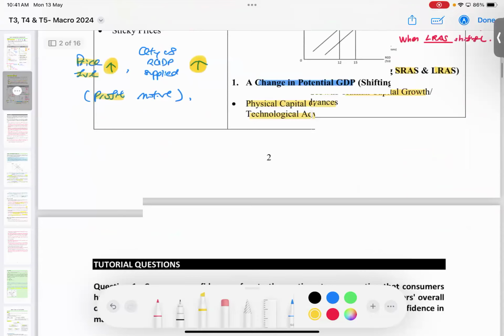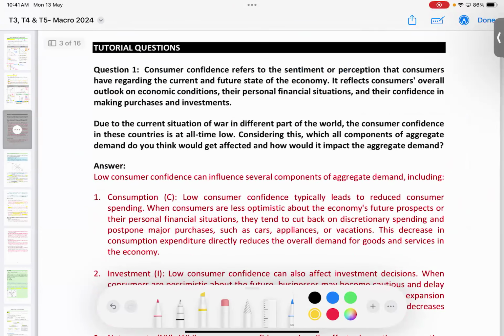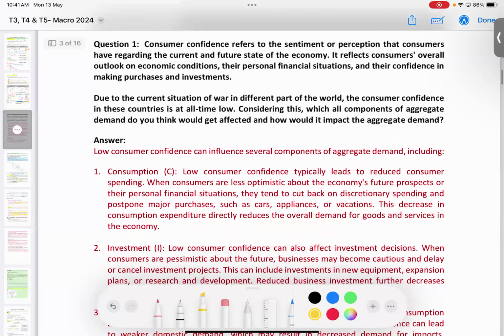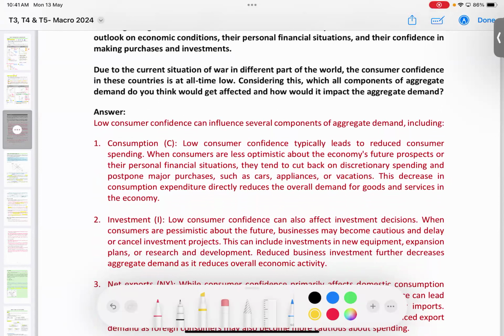Okay, now let's have a look at the tutorial questions. Question 1 here. Consumer confidence refers to the sentiment or perception that consumers have regarding the current and future state of the economy. It reflects consumers' overall outlook on the economic conditions, their personal finance situations, and their confidence in making purchases and investments. Due to the current situation of war in different parts of the world, the consumer confidence in these countries is at an all-time low. Considering this, which of the components of aggregate demand do you think will be affected, and how would it affect the aggregate demand?